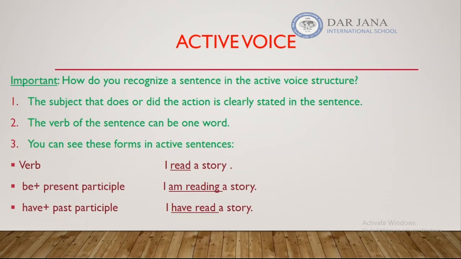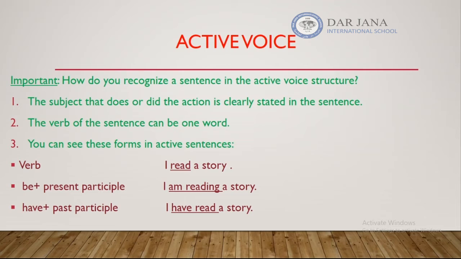How do you recognize a sentence in the active voice structure? The subject that does or did the action is clearly stated in the sentence. The verb of the sentence is one word only. You can also see these forms in active sentences: a verb of one word; any verb to be, is, am, are, was, or were, followed by the present participle; have or has or had, followed by the past participle.